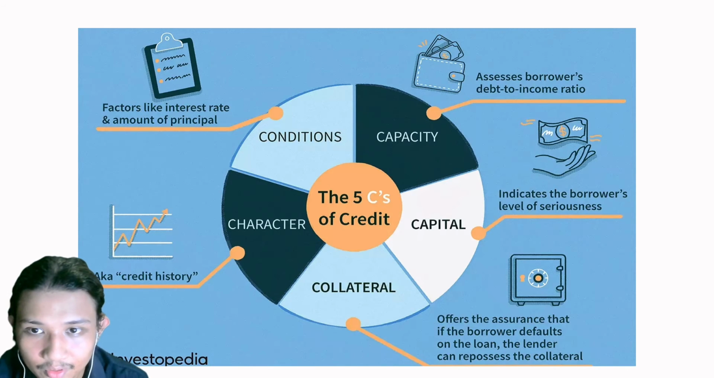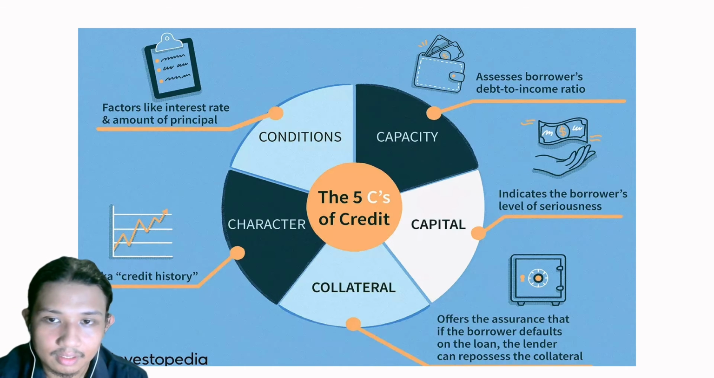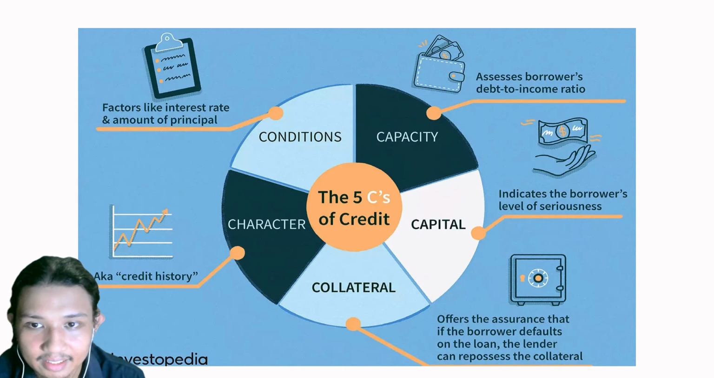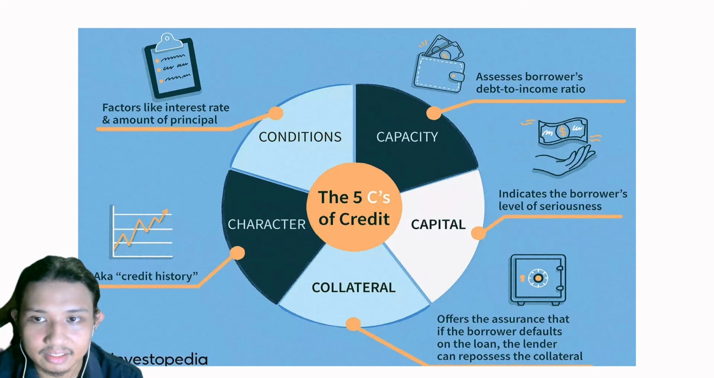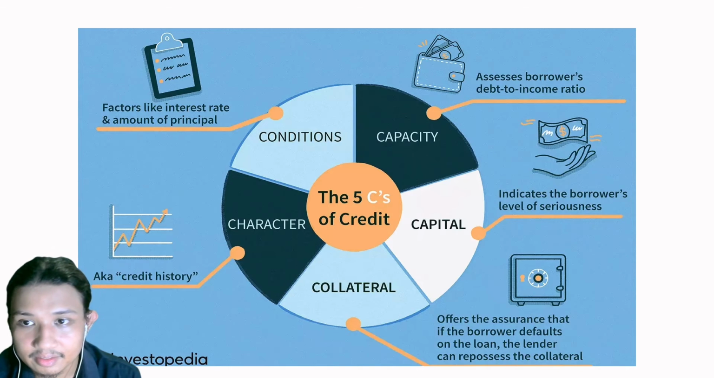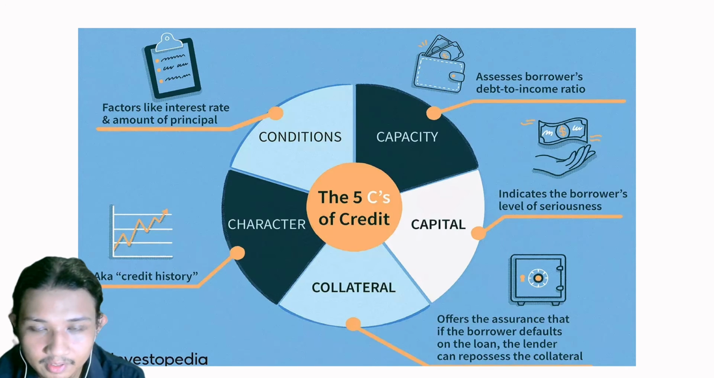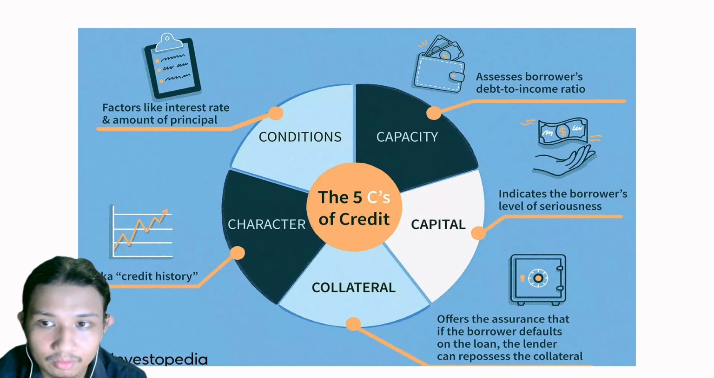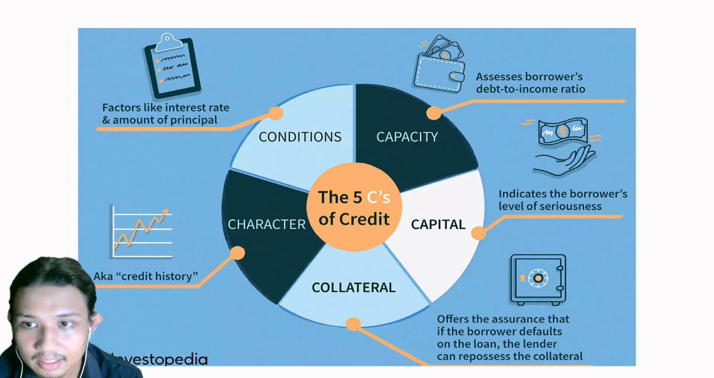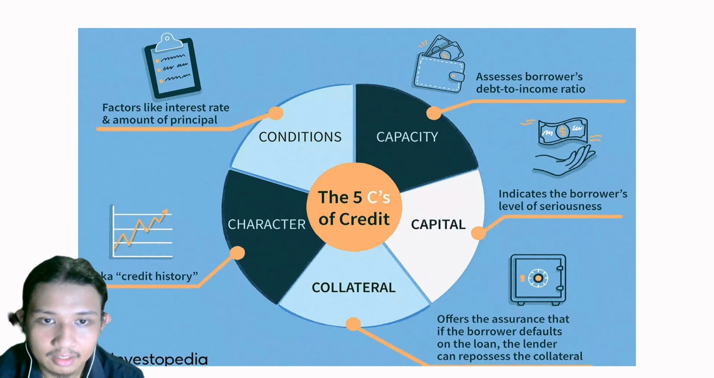Capacity is to assess the borrower's debt to income ratio. Next is capital, which indicates the borrower's level of seriousness. And the fourth is conditions, factors like interest rate and amount of principal. And last is collateral. Collateral offers assurance that if the borrower defaults on the loan, the lender can turn to the collateral.